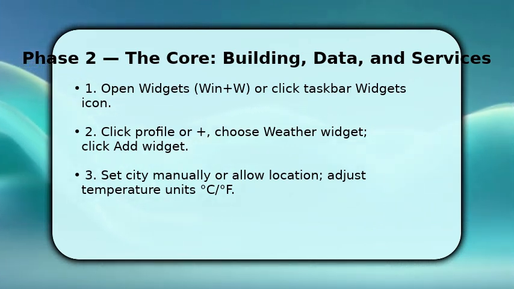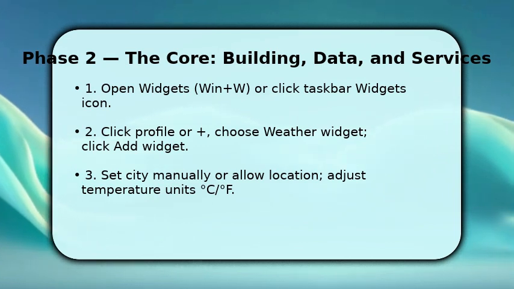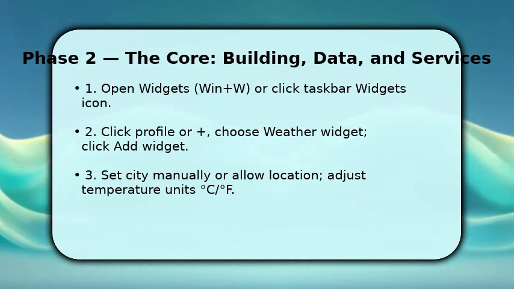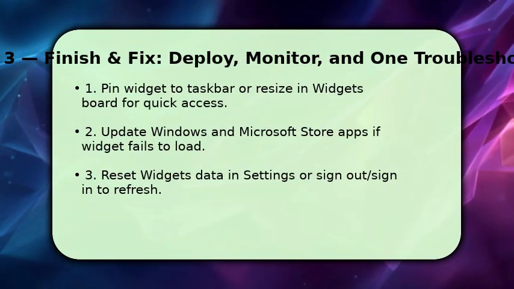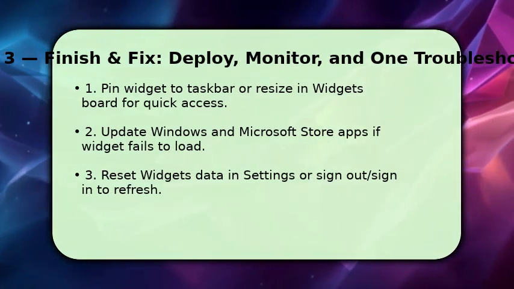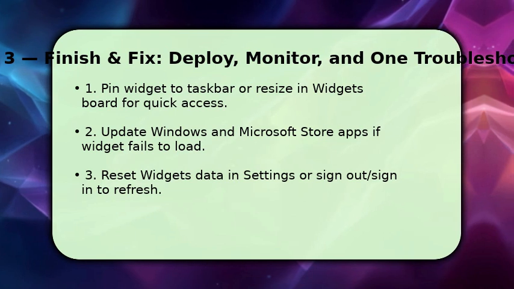Next, set the city manually if you prefer specific forecasts, or allow location access for automatic detection. Also switch units between degrees Celsius and Fahrenheit so the display matches your preference. Finish by placing the widget where you want it and verifying updates. Pin the widget's icon to the taskbar or resize the widget inside the widgets board for quick access.